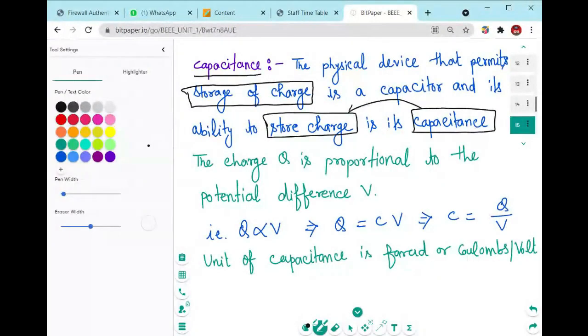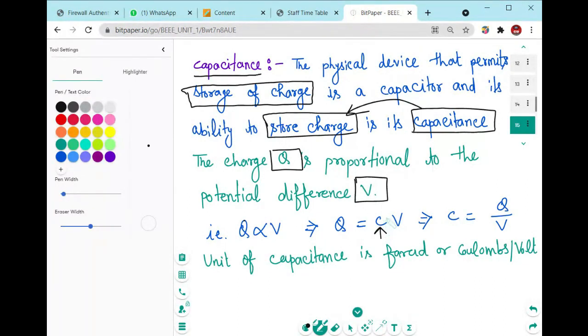Capacitance is the ability to store charge in two plates. This charge is represented by Q, and it is proportional to the voltage, or potential difference, applied to that particular circuit. So the charge Q is directly proportional to V, or we can represent this with an equality sign by introducing one constant.